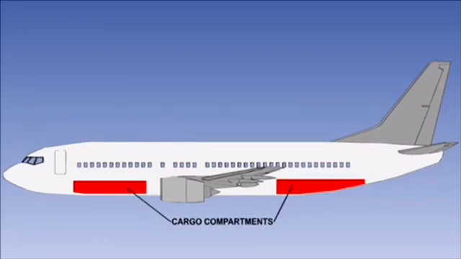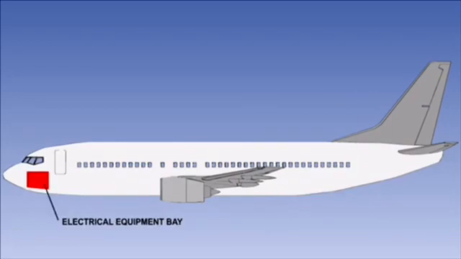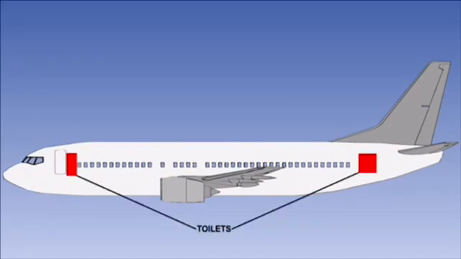The areas on airplanes usually fitted with smoke detection systems: the cargo and baggage compartments, electrical equipment bays, and toilets.